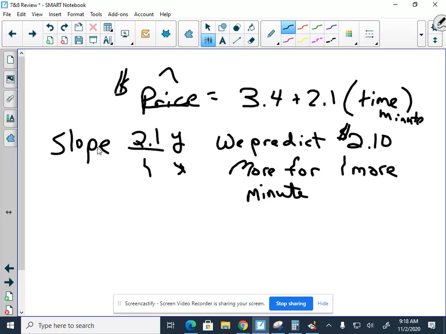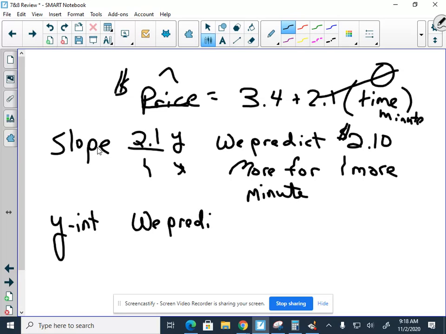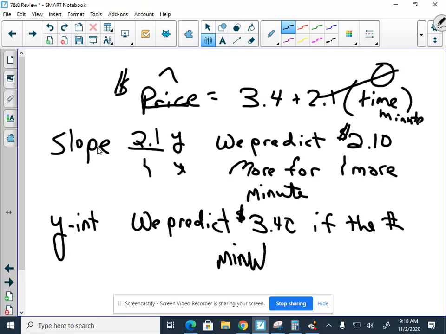Now, what if I had that on there? What if I just had time? You could say for one more unit of time. We don't know what the unit of time is. What is the y-intercept if you had to explain the y-intercept? Remember, the y-intercept is we put in 0. So, we predict, if I put in 0, we predict $3.40 if the number of minutes, or units of time if we didn't have minutes, is 0.